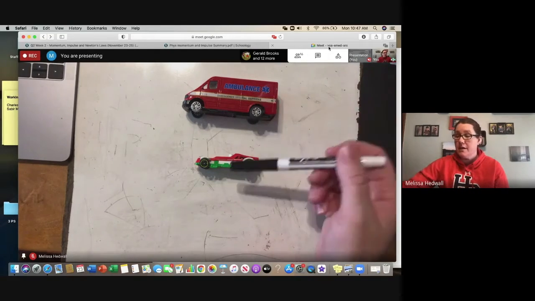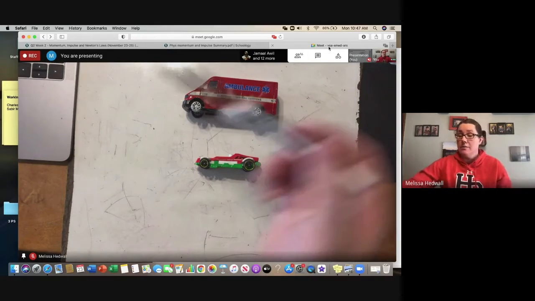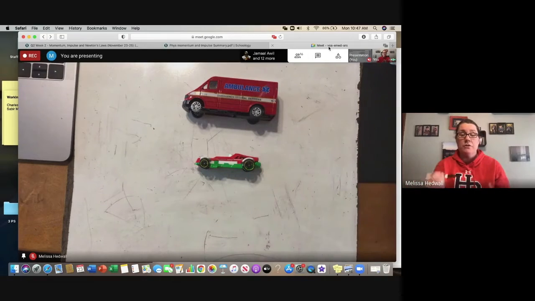So if it's just sitting there, or if they're going the exact same speed, the ambulance has more mass, so it would have more inertia. It just has more stuff that you would have to get moving or changing in order to change what you're doing.